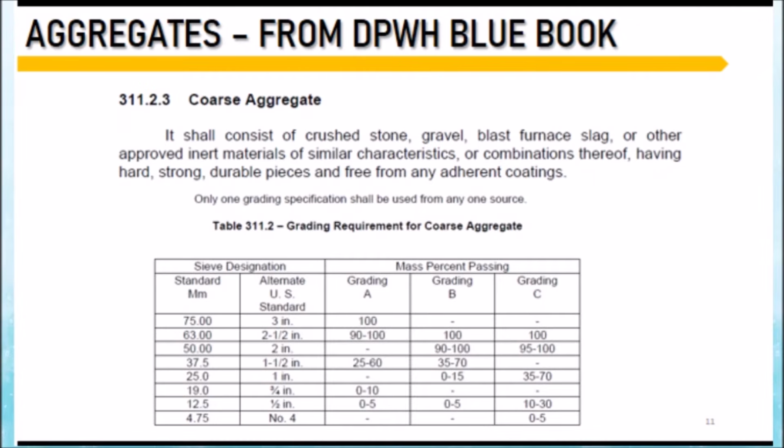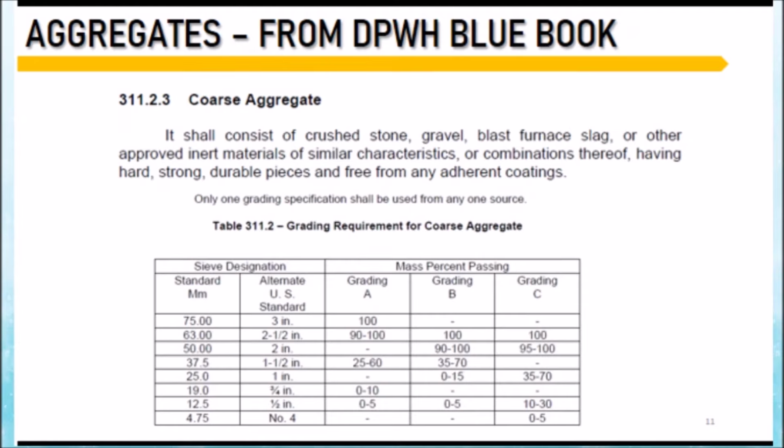So as a material engineer, pwedeng reject yung fine aggregates or may mali doon sa naging sampling. Ngayon naman, for coarse aggregate, it shall consist of crushed stone, gravel, blast furnace slag, or other approved inert materials of similar characteristics or combinations thereof, having hard, strong, durable pieces and free from adherent coatings.